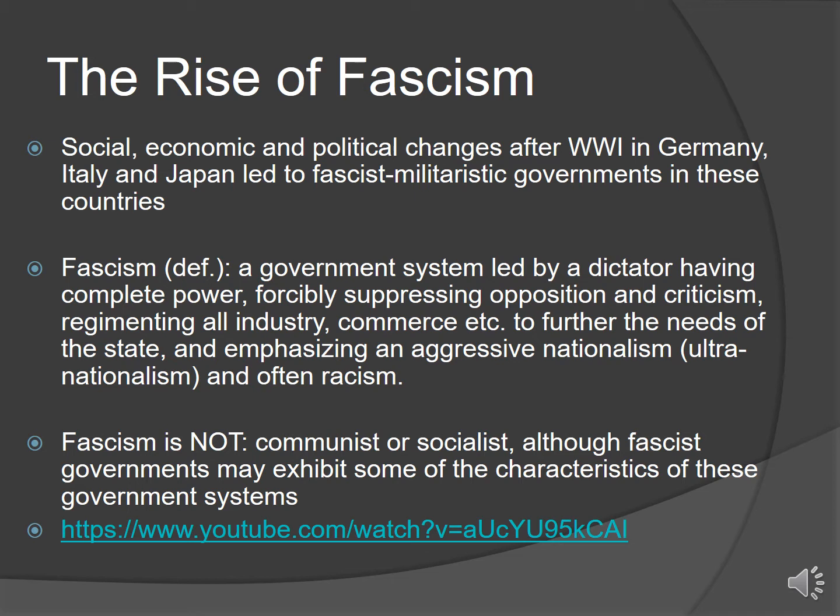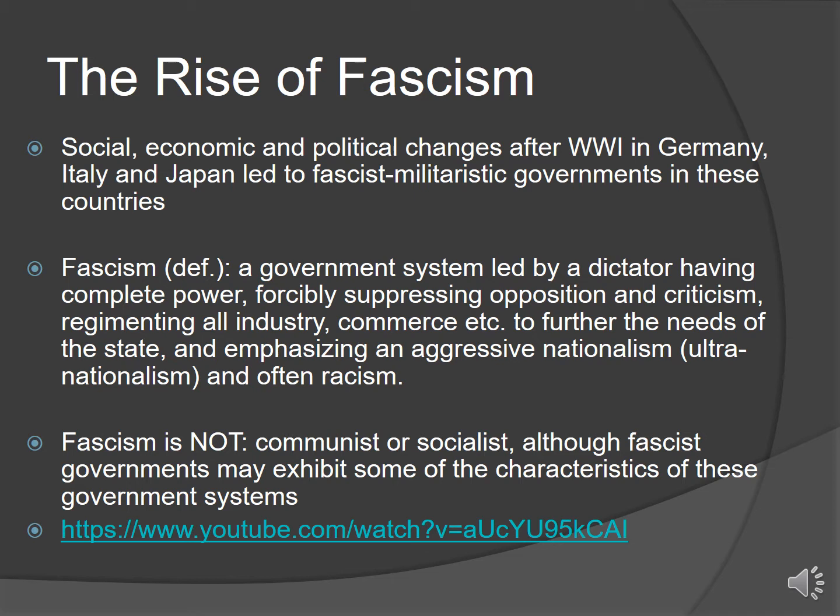What is fascism not? So oftentimes communist or socialist governments may be accused of being fascist. And it's certainly true that there may be elements of some of these government systems within communist and socialist government systems. However, don't be fooled by that, because fascist governments absolutely despised communists and socialists, and they went out and aggressively tried to purge their society of these elements through the use of violence, through the use of restrictive laws. So these are not communist governments, these are not socialist governments.